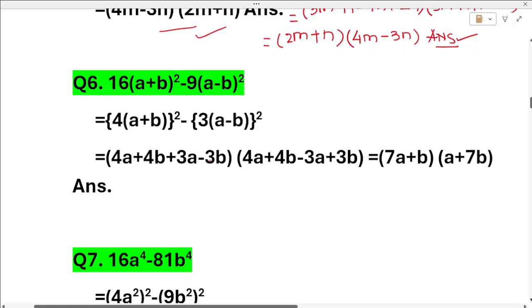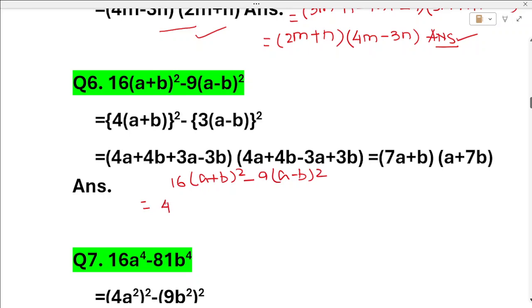Question number 6 is 16(a plus b) whole square minus 9(a minus b) whole square. So 16 is the square of 4, that means 4 square is 16, and with a plus b we can entirely express the thing as a square of this.